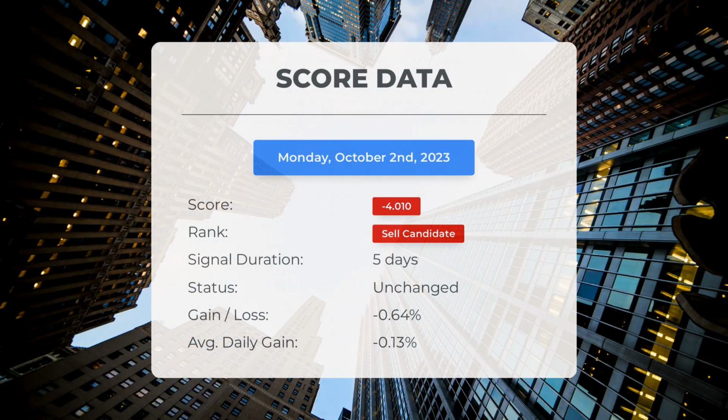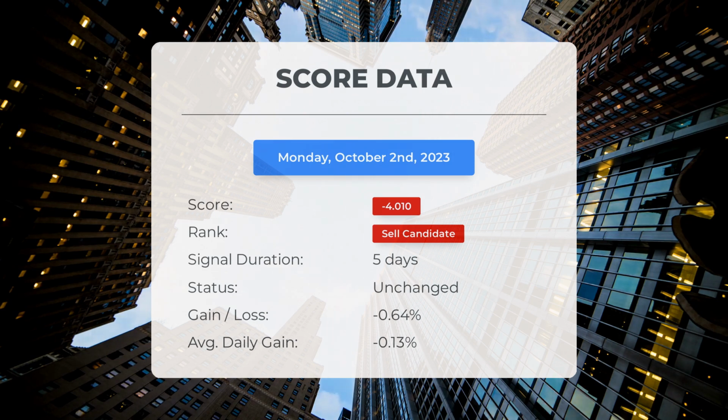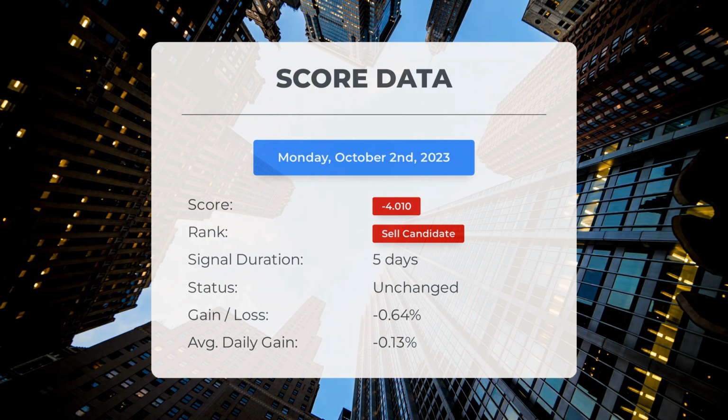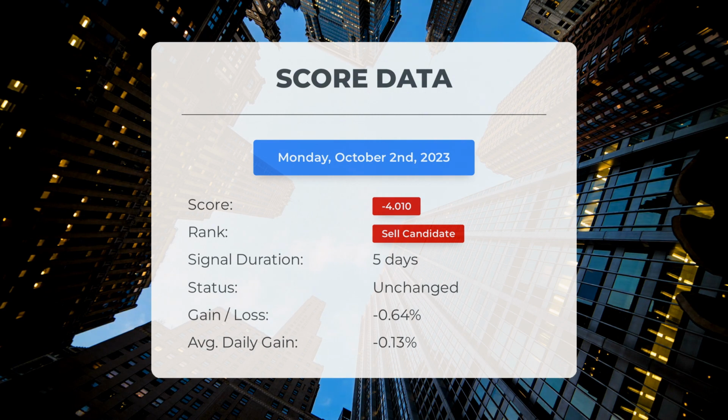Brace yourselves. Since September 26, 2023, our powerful system has identified SCHWAB U.S. Dividend Equity ETF as a sell candidate, giving it a score of -4.01. Now, let's dive into the stock's performance during this period. Brace yourself for a loss of -0.64%. Yes, you heard it right. This means an average loss of -0.13% every single day since it was labeled as a sell candidate.